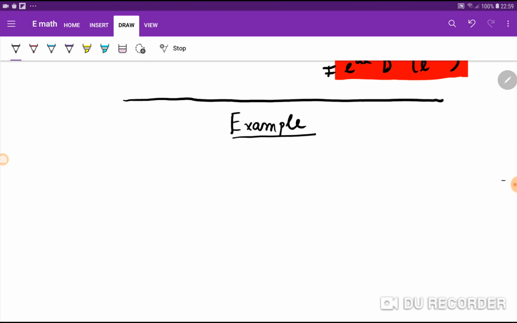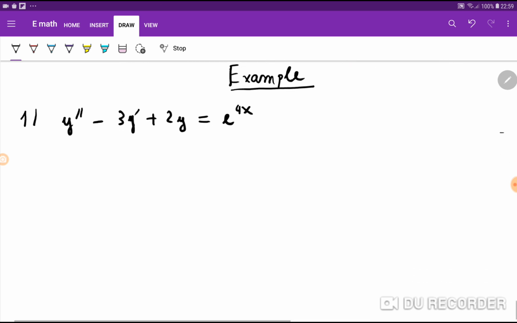So the first example we're gonna solve is: find a general solution for this equation, y double prime minus 3y prime plus 2y equals e to the power 4x. Okay, how are you gonna do that? Well, the first step is you convert to operators.